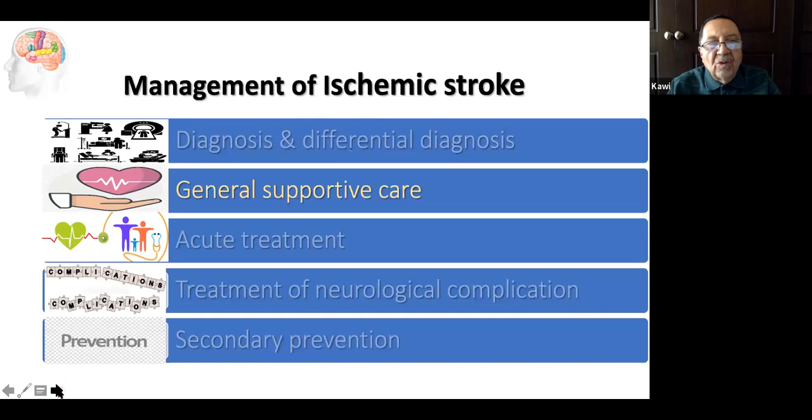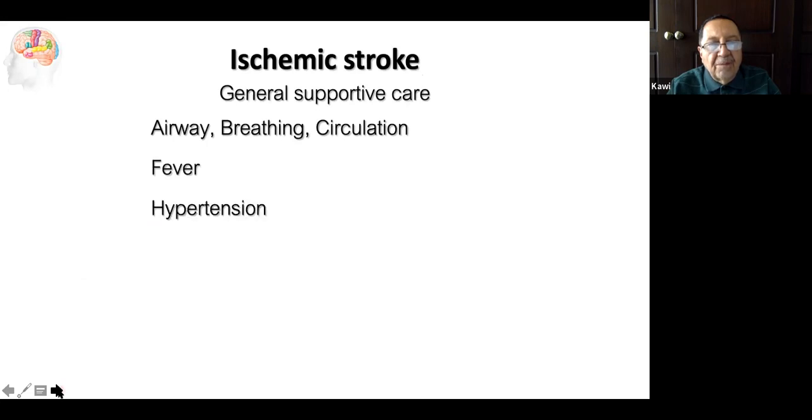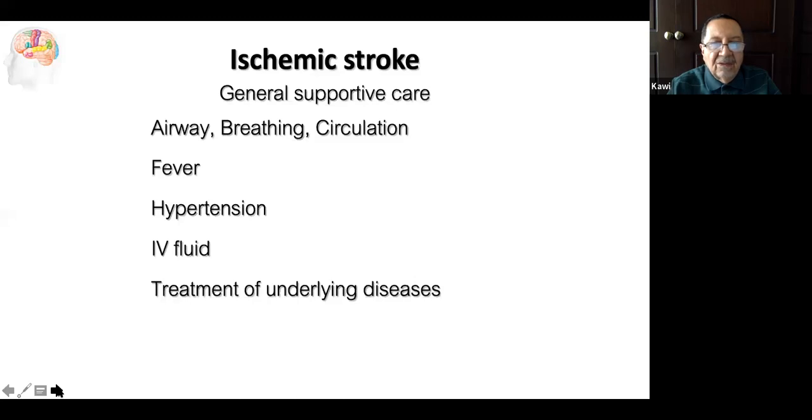So what do we do once we diagnose the stroke and we remove the mimics of stroke? Then we give, like in every treatment in the emergency room, ABC: airway, breathing, circulation. This is the standard supportive general care. We treat fever, we treat hypertension if it is very high. We give IV fluids to prevent dehydration, and we treat the underlying disease.